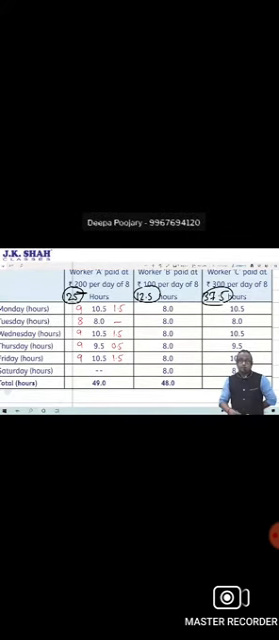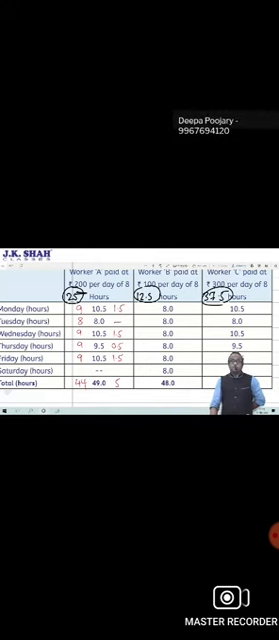eligible for overtime, crossing 9 hours. 9 hours normal rate, 1.5 hours higher rate. 9 normal, 1.5 double. So eventually, if you see, 44 hours normal rate, 5 hours overtime. 44 hours normal rate, 5 hours overtime.